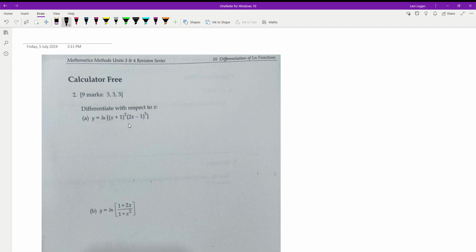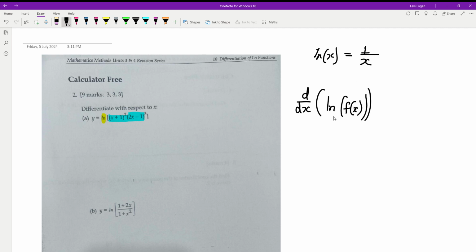Okay, so taking a look at the first one here, we can definitely see a lot of these are going to be chain rules. So this is your outside function and this is your inside function. We need to know how to differentiate a basic log. If we differentiate with respect to x, we know that the derivative of natural log of just x would be 1 over x.